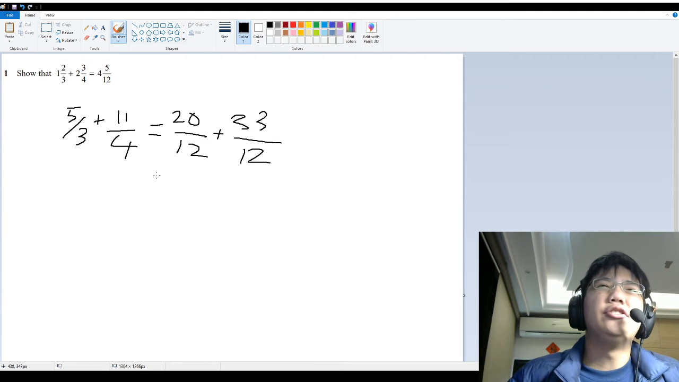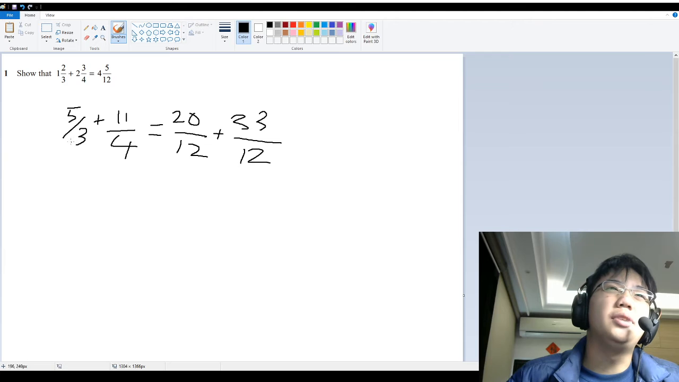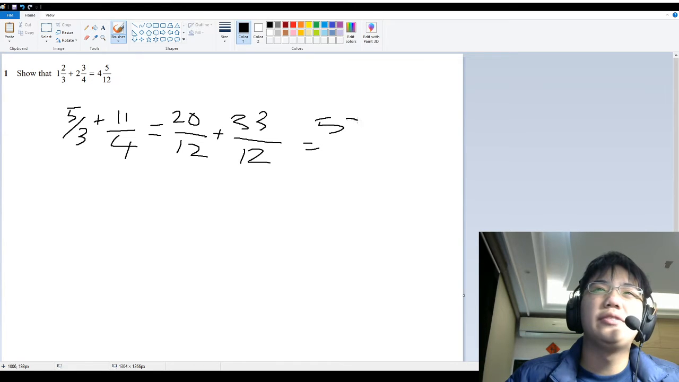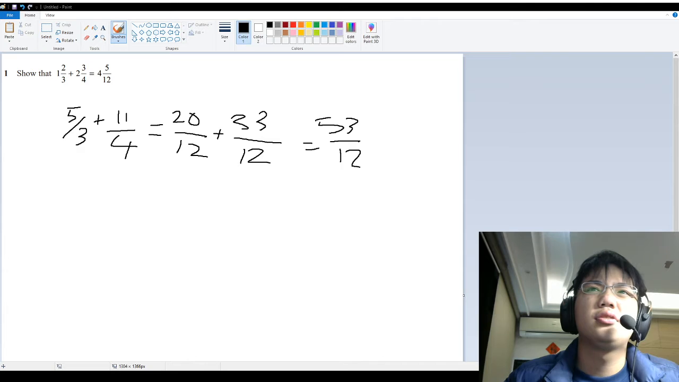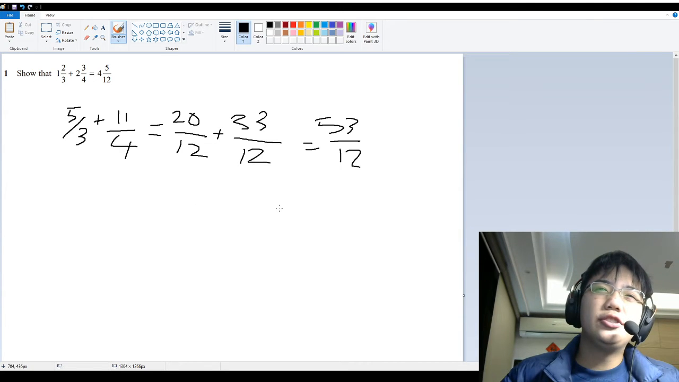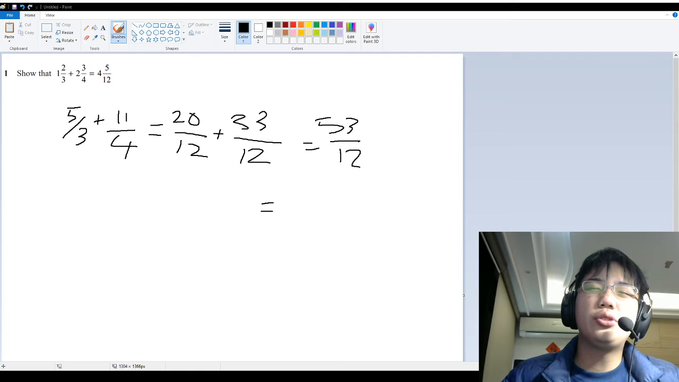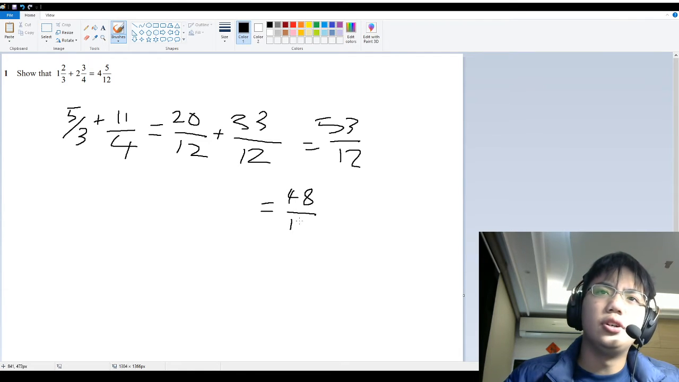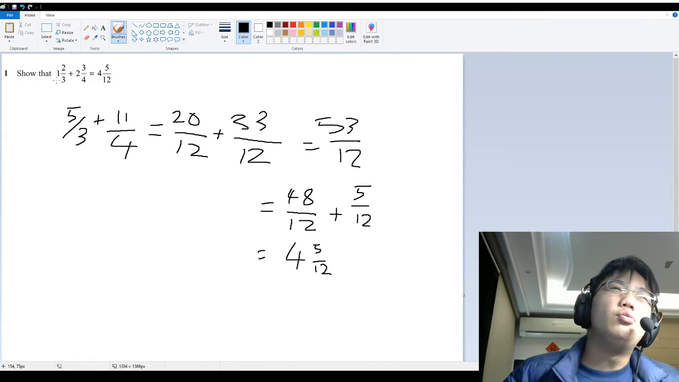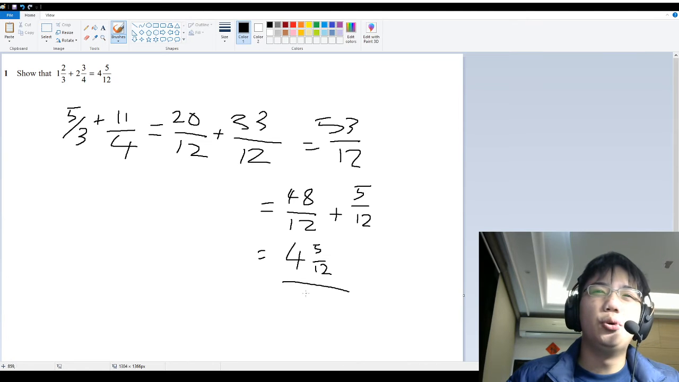we made the denominators of both fractions equal. This was done by multiplying the first fraction by 4 and the second one by 3. So you have 20/12 and 33/12, which make 53/12. And 53/12 can be broken down into 48/12 plus 5/12. And 48/12 is another way of saying 4. So this shows that 1 and 2/3 plus 2 and 3/4 equals 4 and 5/12.